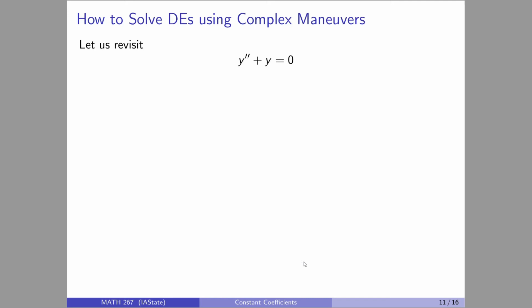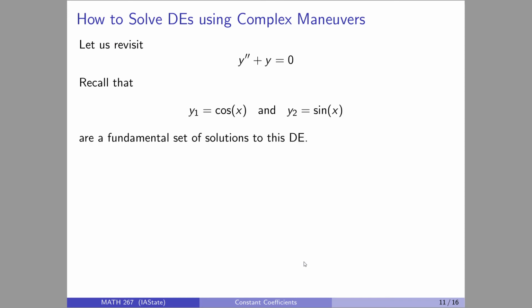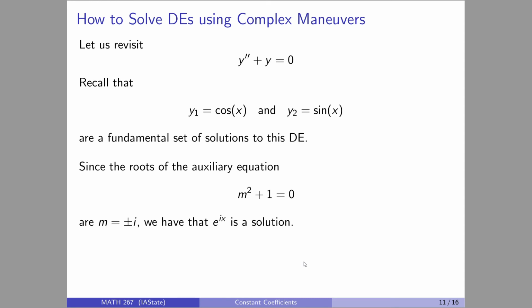So that being said, let's revisit the second order differential equation, y double prime plus y equals 0. Cosine and sine were a fundamental set of solutions to this DE. The auxiliary equation, m squared plus 1, has a pair of conjugate roots. The real part is 0, the imaginary part is 1. So plus or minus i are solutions. That means e to the ix is a solution to this. Right, we've now defined what e to a complex number needs to be.